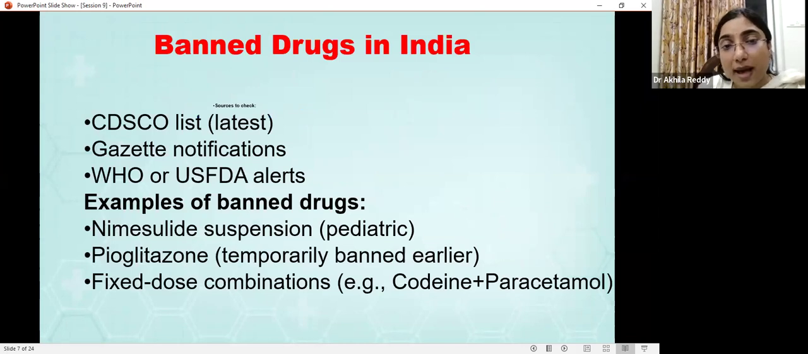So let's see what the banned drugs in India are till now. CDSCO list, latest Gazette notification, WHO or US FDA alerts.